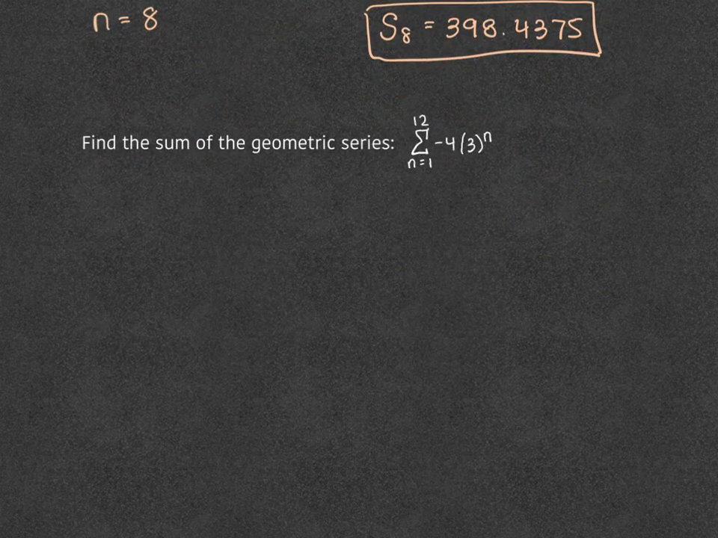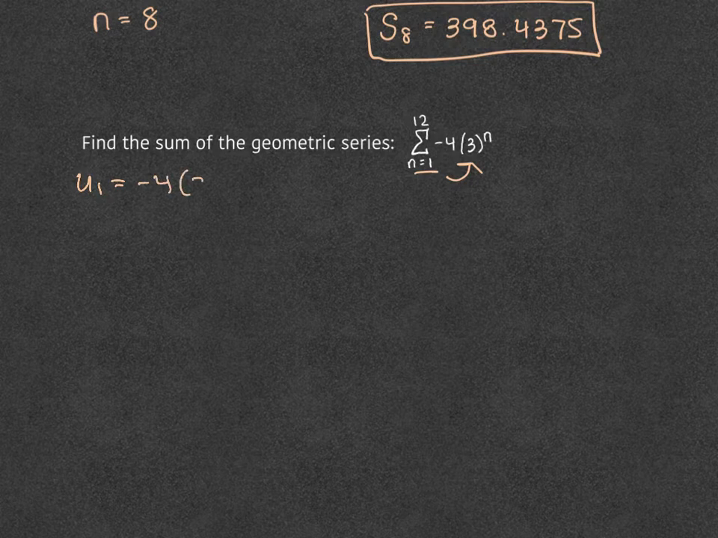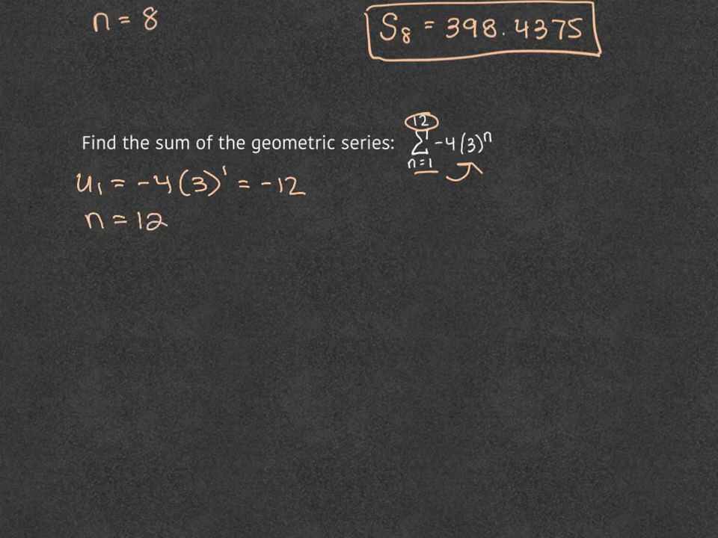So this one's given in sigma notation. So let's go through again to find all of our pieces. To find the first term, we can do that just by plugging in 1 into the equation. So my first term would be -4 times 3 to the first, which is just -4 times 3, or -12. Up here tells us that we're adding the terms 1 through 12, so n is going to be 12.